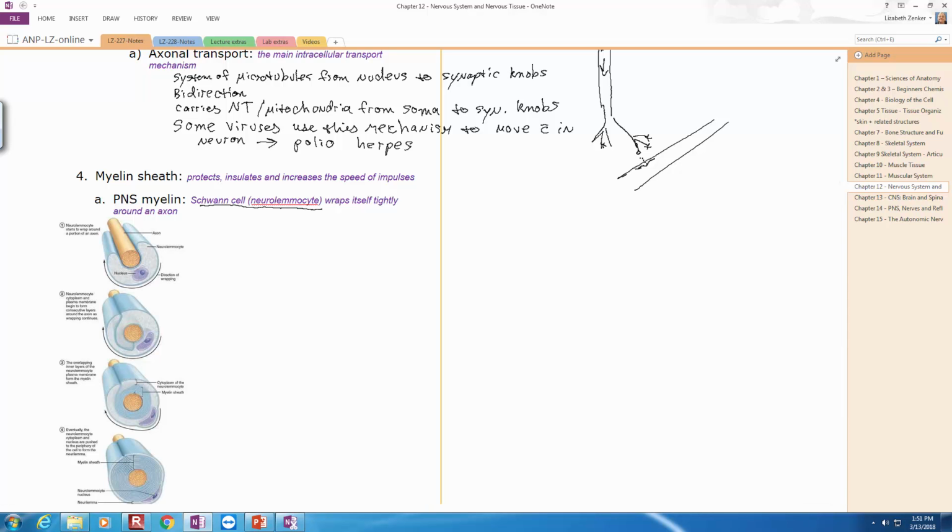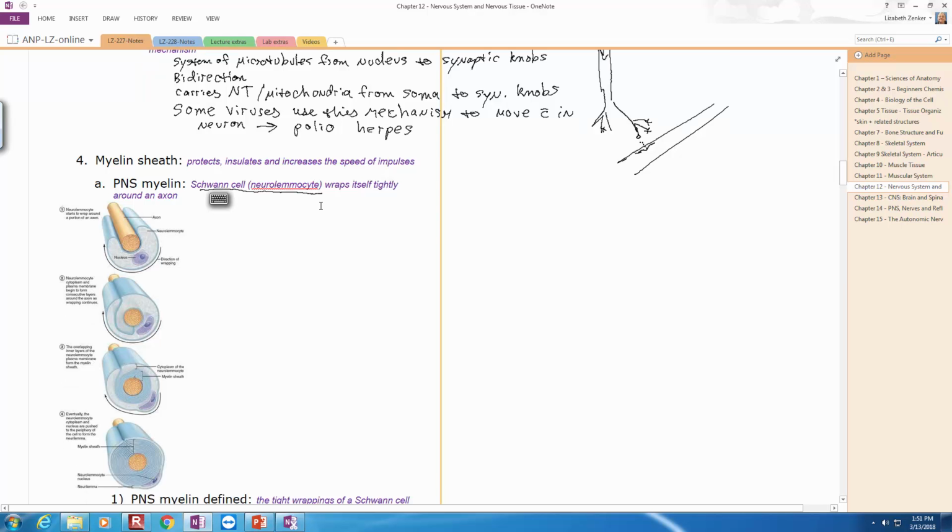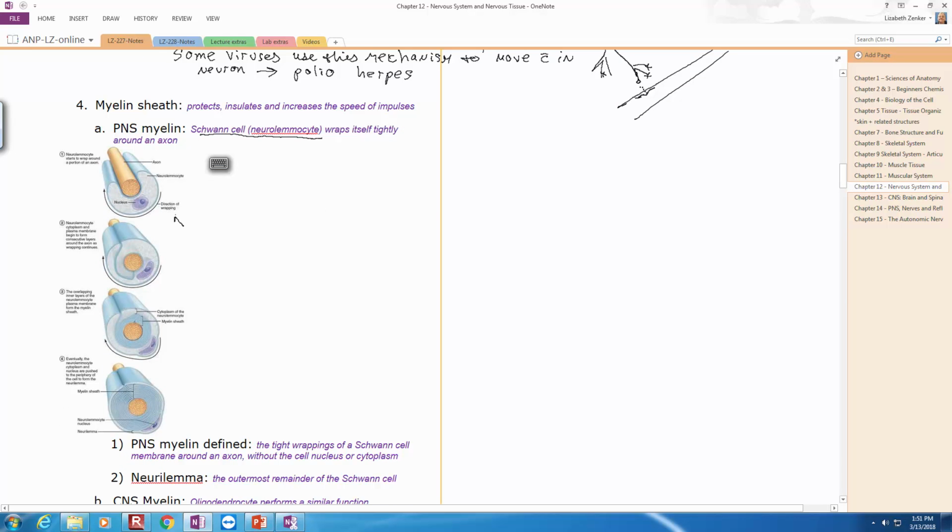Oligodendrocyte. Okay, so right now we're just talking about the PNS for a second. A Schwann cell, or neurolemmocyte, wraps itself tightly around an axon. What they're trying to show you here is how it forms and how it actually wraps itself around. So this is one cell. You're seeing the one nucleus, and here's your axon of the nerve, the yellow tube that's there. This cell will first wrap around the nerve, and then it starts to wrap itself around. So there's the one nucleus, and it's going to continue to keep going around and around.